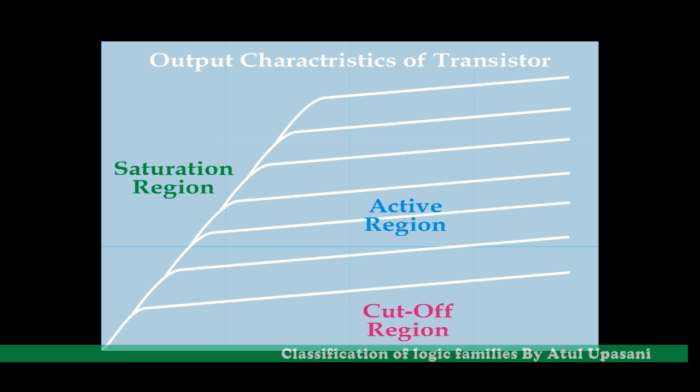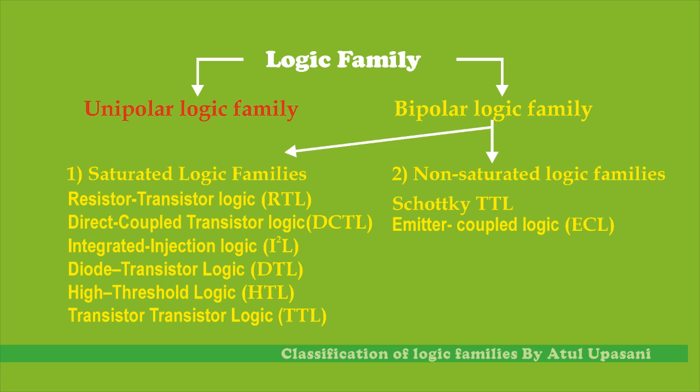Now if the transistor is operated in the saturation region only, that means the input side is forward biased and the output side is forward biased. That means the input side is on and the output side is also on. If these transistors are operated in the saturation region and used as logic gates, then the gates in this group will be called saturated logic families.